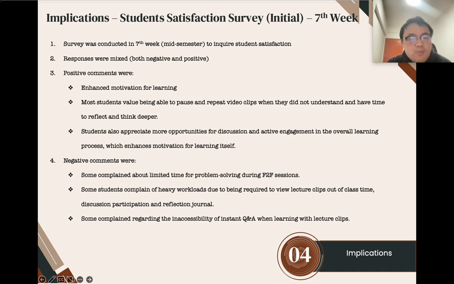Students also appreciate that there are more opportunities for discussion and active engagement in the overall learning process, which enhance motivation for learning itself. However, some complain that there's limited time for problem solving during the face-to-face session. Students also complain of heavy workload due to being required to view lecture clips out of class time, discussion, participation, and reflection journals, which take a lot of their time. Some students also complain of the inaccessibility of instant question and answer when learning with lecture clips.